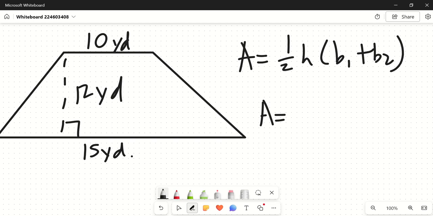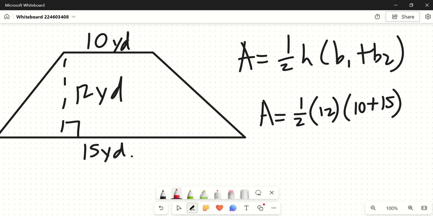Area equals 1/2 times, height is what, ladies and gentlemen? 12. What's base 1 plus base 2? 10 plus 15. So I'm going to rewrite this now. Area equals 1/2 times 12. And what's base 1 plus base 2? 10 plus 15 would make what? 25. Okay. Just leave it on top.